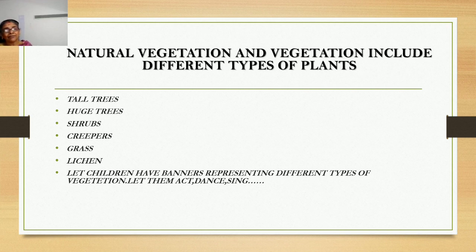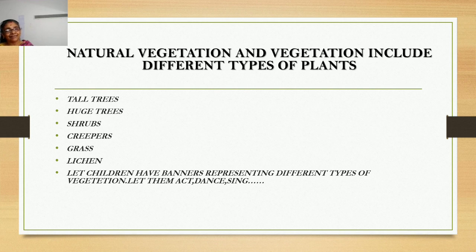Suppose you want to illustrate a forest, a dense equatorial forest. Ask the children to themselves act as trees, or let them have banners representing a particular tree. Or they are representing creepers, shrubs, and huge trees. Like that, let them have the banners in a visual way. They can perform it, they can act, they can dance, or do some movements, or they can write lyrics.